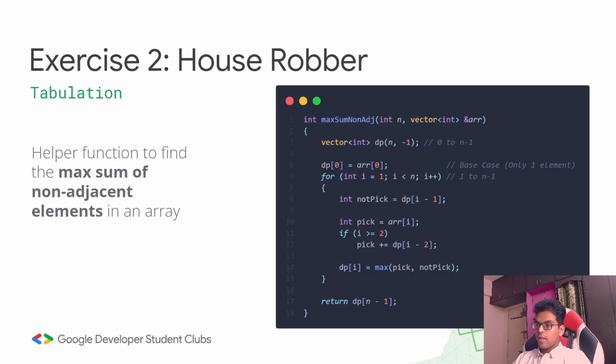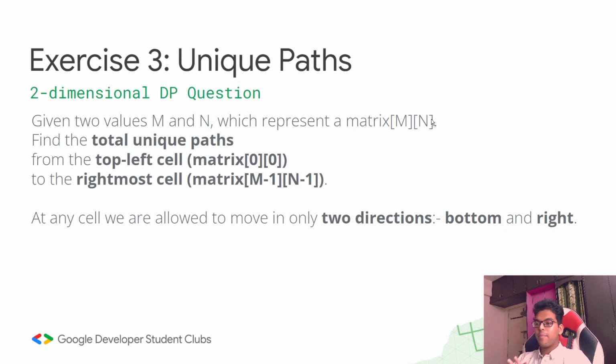Yeah. Now next up, let us upgrade our problems, and let's jump to a two-dimensional grid problem which uses DP. So the given problem domain is such that we are given two values m and n, which represent an m cross n matrix. What we have to do is find the total unique paths from the top left cell to the rightmost cell, which is denoted by the coordinates matrix 0, 0 and m minus 1, n minus 1. And the given constraint is such that we can only move in two directions from the current cell, which is either bottom or right, that is either south or east.